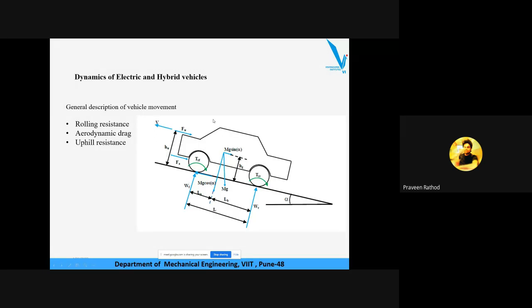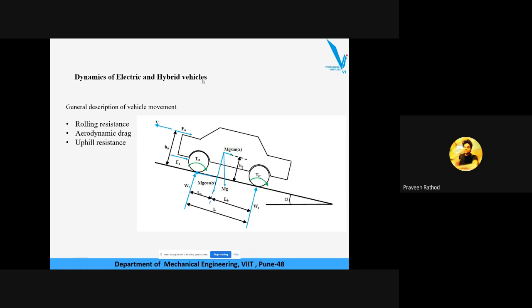So tractive force can be written as Ft in the front tire. Tractive force can act on a front wheel drive, or on a rear wheel drive, or all wheel drive. It depends on which type of drive vehicle you are using. On that basis, the tractive effort or tractive force will be acting. So this is the first force which is acting on this particular vehicle.